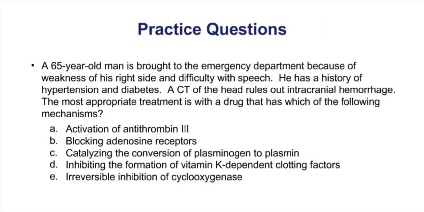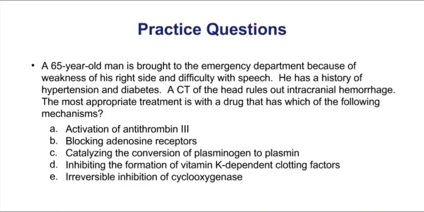Now that we have finished this section, let's do a couple of practice questions. Here's the first one. Pause the video, review on your own, and then we will discuss. A 65-year-old man is brought to the emergency department because of weakness of his right side and difficulty with speech. He has a history of hypertension and diabetes. CT of the head rules out intracranial hemorrhage. The most appropriate treatment is a drug with which of the following mechanisms?